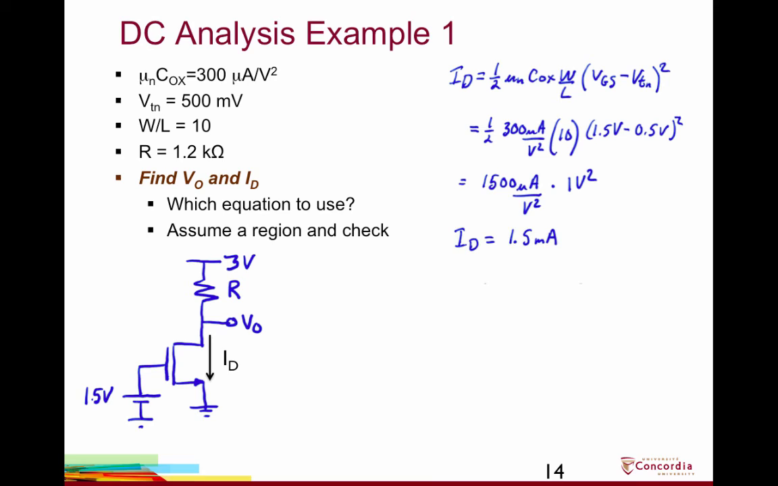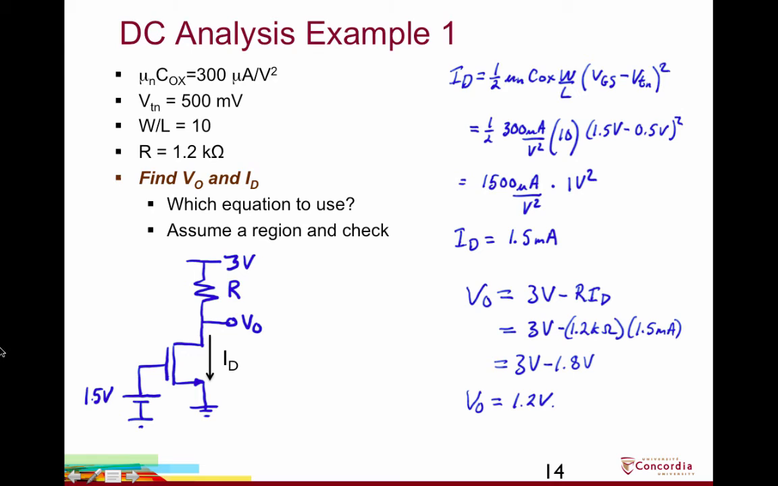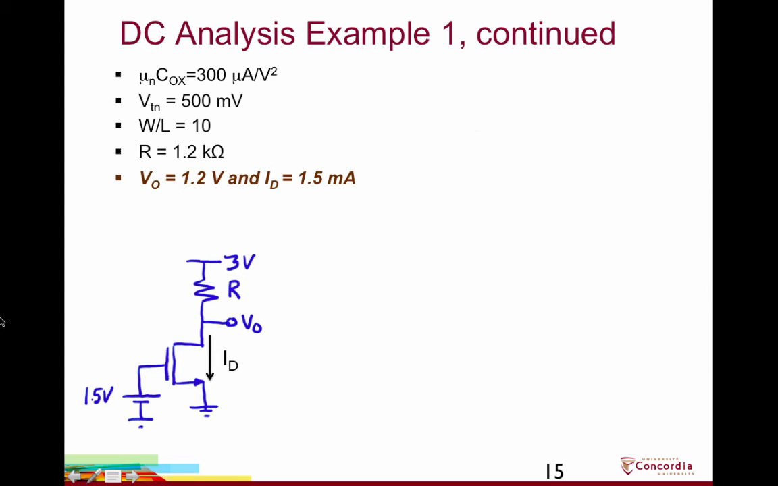So let's calculate the output voltage here. Vout is going to be 3 volts minus I times R for that resistance. We plug the numbers in and we get 1.2 volts. So are we in saturation or are we in triode? So we've got 1.2 volts, 1.5 milliamps.